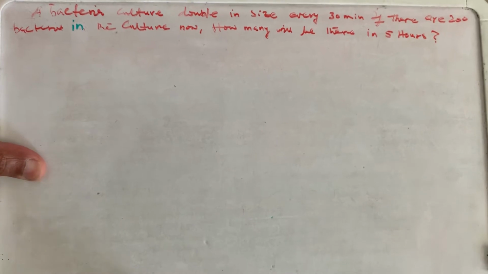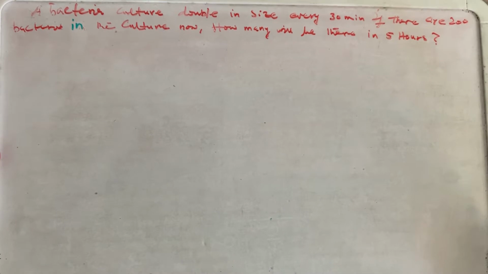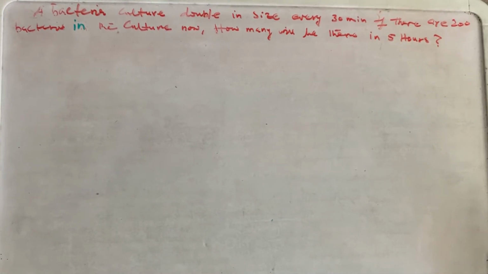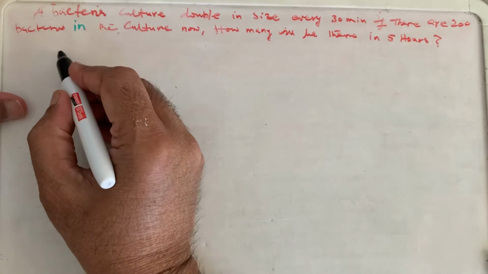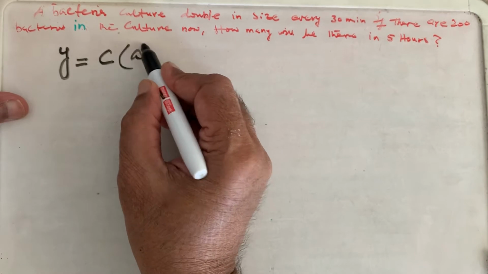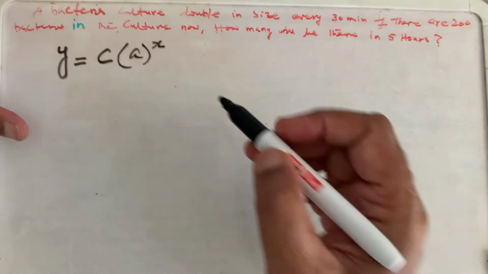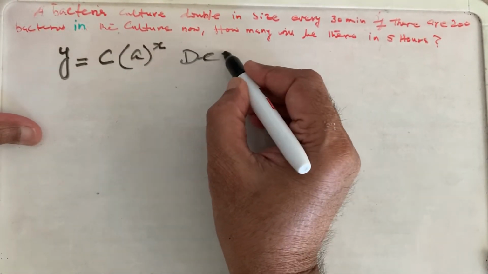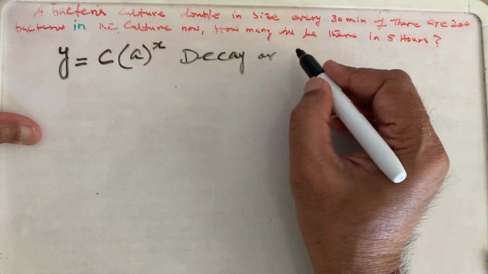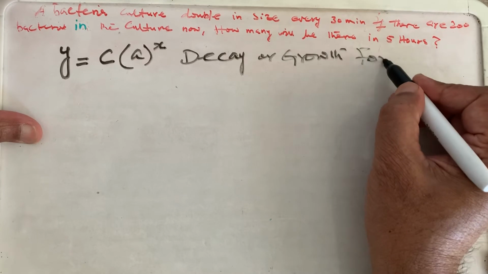It's very interesting to solve these questions because these are called decay or growth questions, right? And for the last 3 videos we have done the decay and growth of an exponential function. The exponential function has the form y equals c times a to the power x, and this is also called the decay or growth formula. So whenever there is a decay or growth in the question, you can use this growth formula.